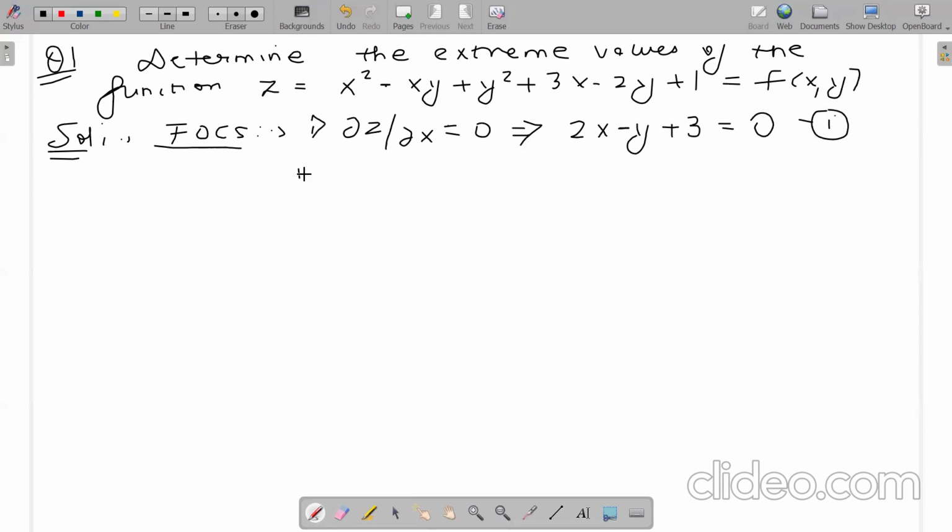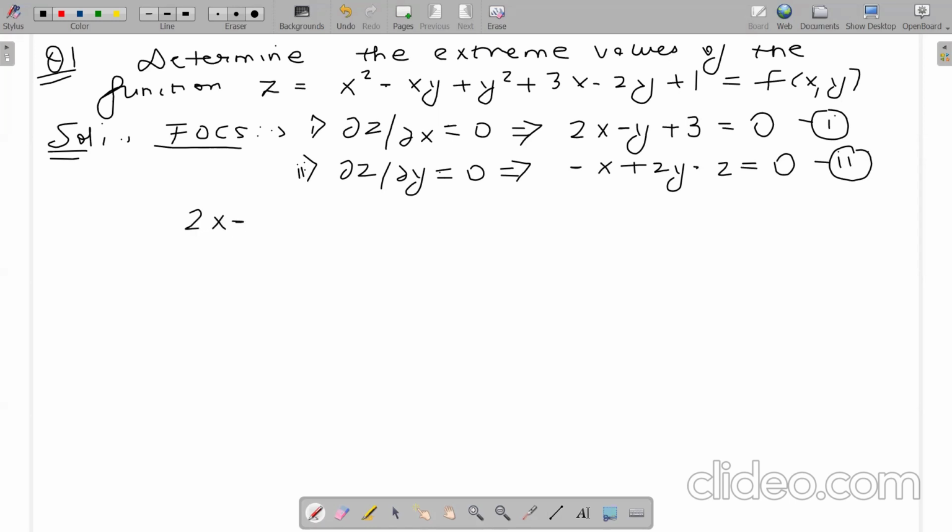And equation number 2 is I put del z by del y equal to 0. Remember, when I'm partially differentiating z with respect to y, I treat x as a constant. So it's minus x plus 2y minus 2 equal to 0. This is equation number 2. Now we need to solve equations 1 and 2 simultaneously. That's pretty easy. Equation 1 is 2x minus y equal to minus 3. I can write it like this by taking 3 on this side. And equation 2 is minus x plus 2y equal to 2. I take minus 2 on this side, becomes 2.